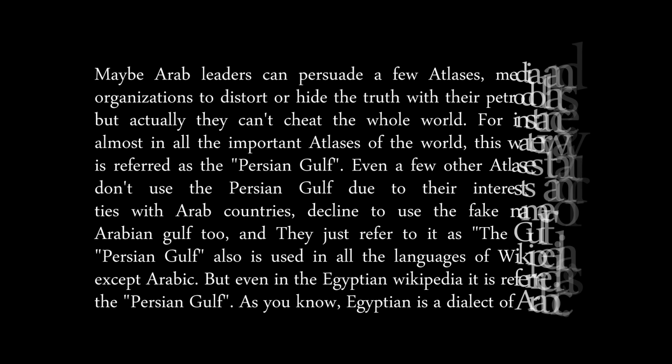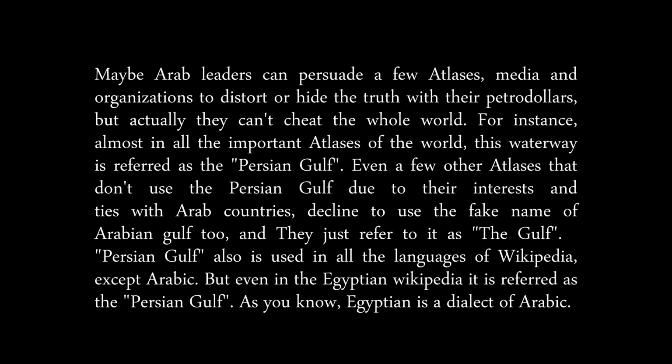Maybe Arab leaders can persuade a few atlases, media and organizations to distort or hide the truth with their petrodollars, but actually they can't cheat the whole world. For instance, almost in all the important atlases of the world, this waterway is referred as the Persian Gulf. Even a few other atlases that don't use the Persian Gulf due to their interests and ties with Arab countries, decline to use the fake name of Arabian Gulf too, and they just refer to it as the Gulf.